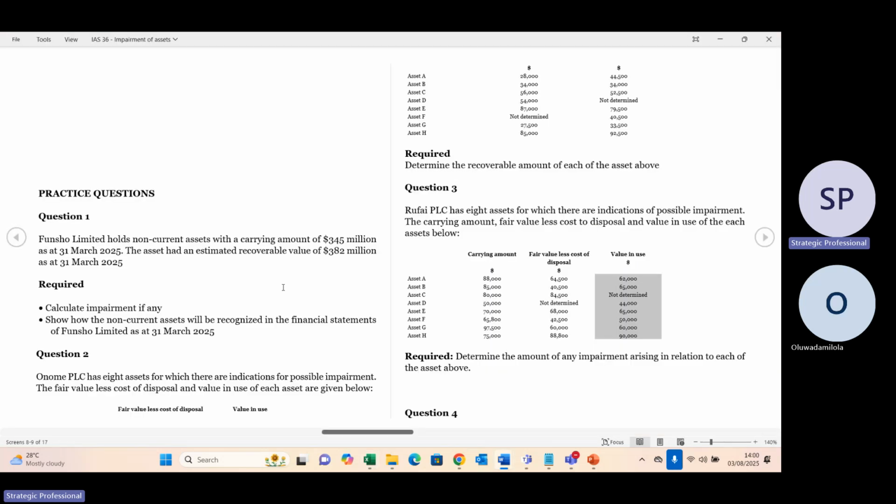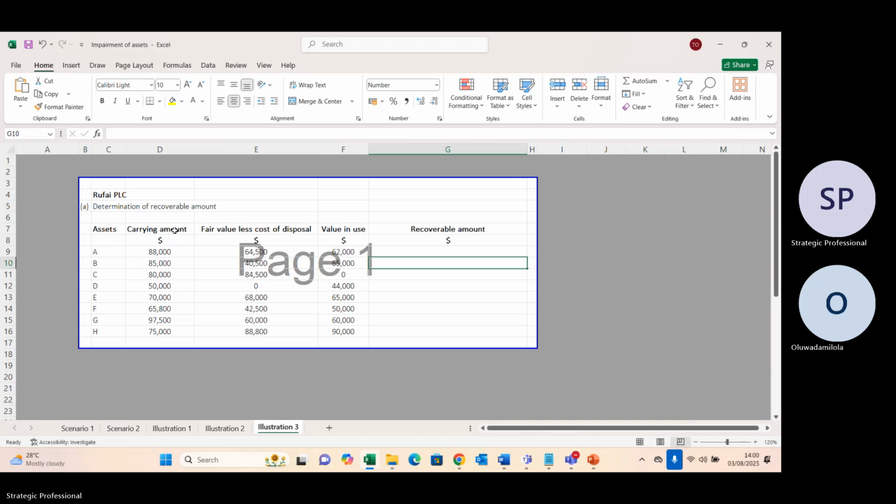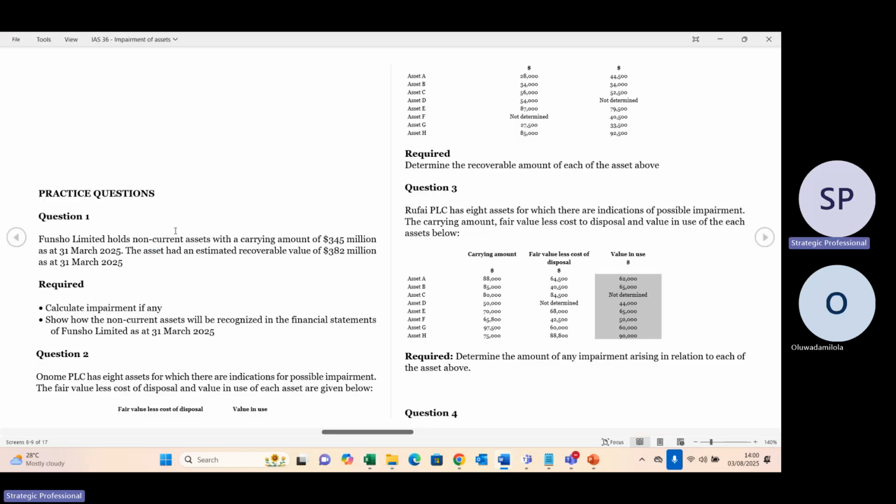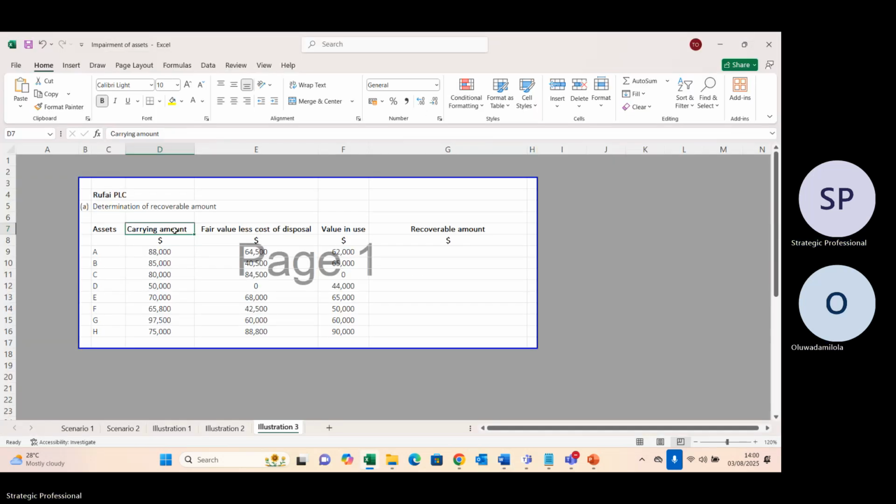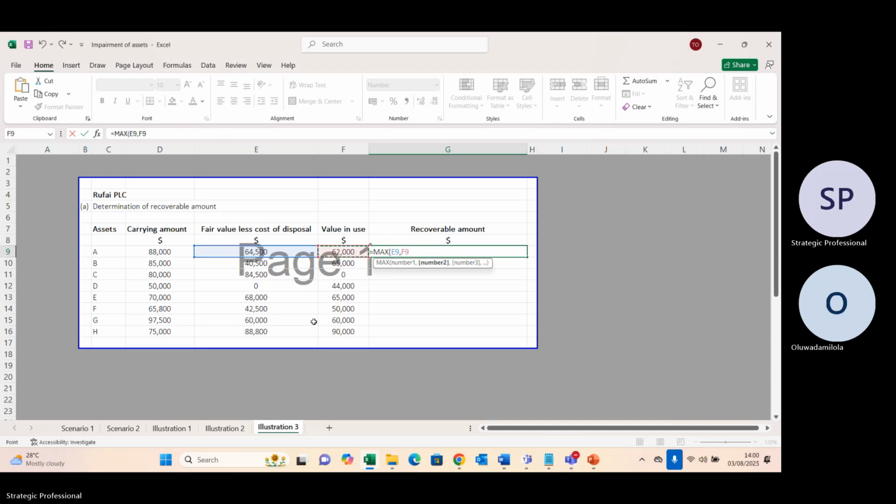Now the question says we should determine the amount of impairment. In order for us to identify whether an asset has impaired, step 1 is indicator. The question already told us there was an indication. Then step 2 is to determine the recoverable amount. So this is how you are going to address exam questions. Now our recoverable amount is what? 64,500, because it's the higher.